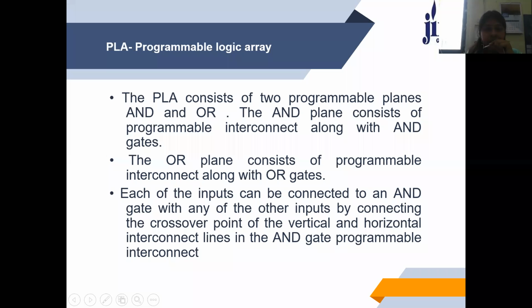PLA and PAL. PLA is what? PLA is a programmable logic array. A programmable logic array consists of two planes, AND and OR. The AND plane consists of programmable interconnect along with AND gates.